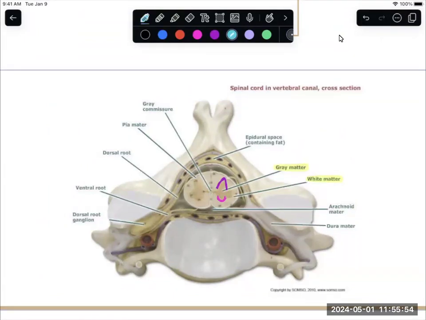Along the middle that crosses over to both sides, we have this gray commissure. And in the middle of this gray commissure, we have this little circle. That is the central canal.